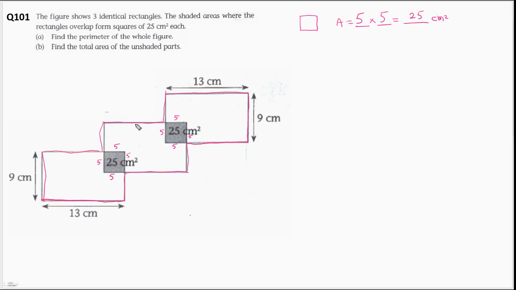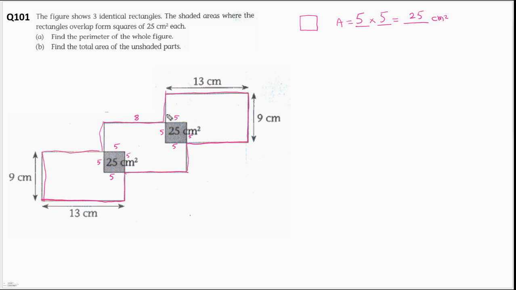Now, we want to know what this is. So this must be 13 minus 5. So what's 13 minus 5? Well, that is 8. So we know that this length here is 8. What about this up here? Well, we know that this side, the breadth of this rectangle is 9. Okay. So this must be 9 as well. All right. But here we've got 5.